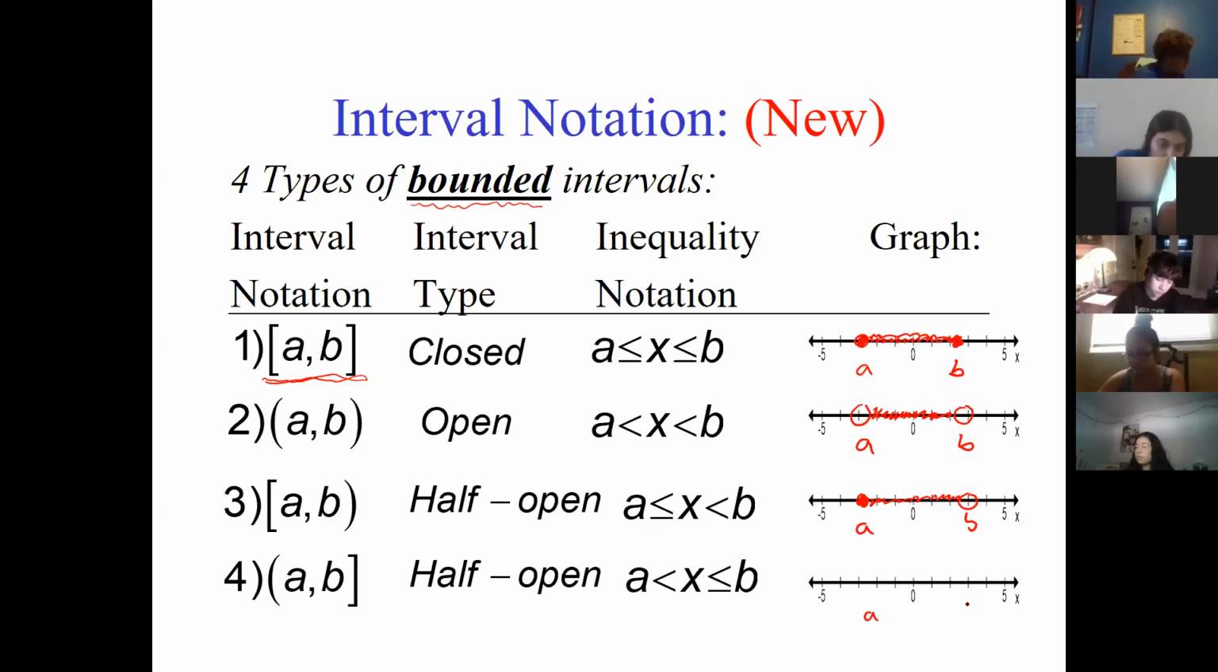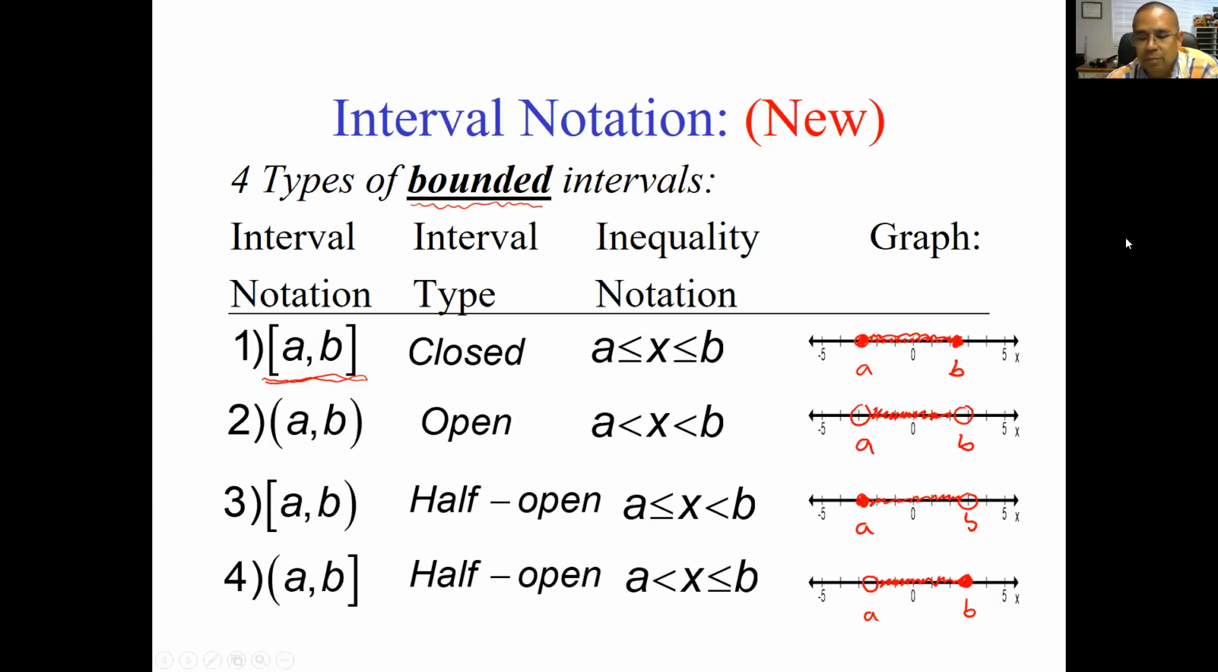So you can have A, you can have B. A is parentheses, so that's open here. B has a bracket, so that's filled in here. And bounded, so we're in between. Any questions up to there? No questions? Everybody's good?